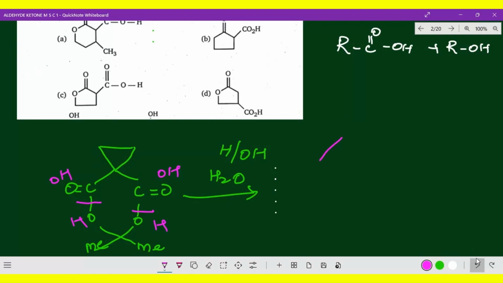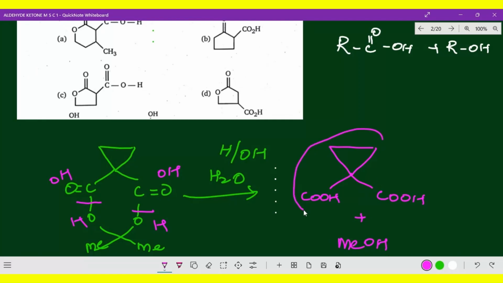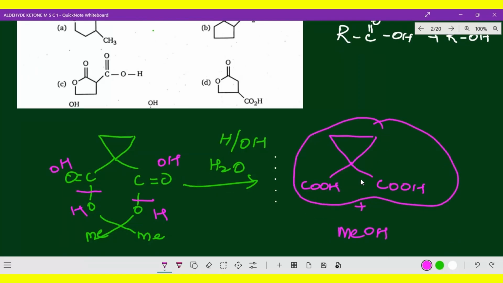What is the triangle called? Cyclopropane. So this cyclopropane is connected with two molecules of carboxylic acid, COOH, and then this side COOH, right? Then MeOH is another product, that is ROH, so MeOH, right? Now, at this point, we have to check this compound, which is again undergoing hydrolysis.